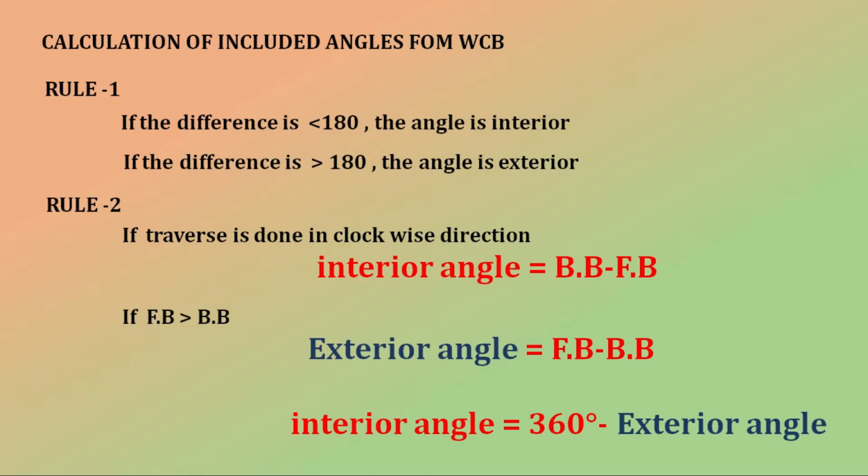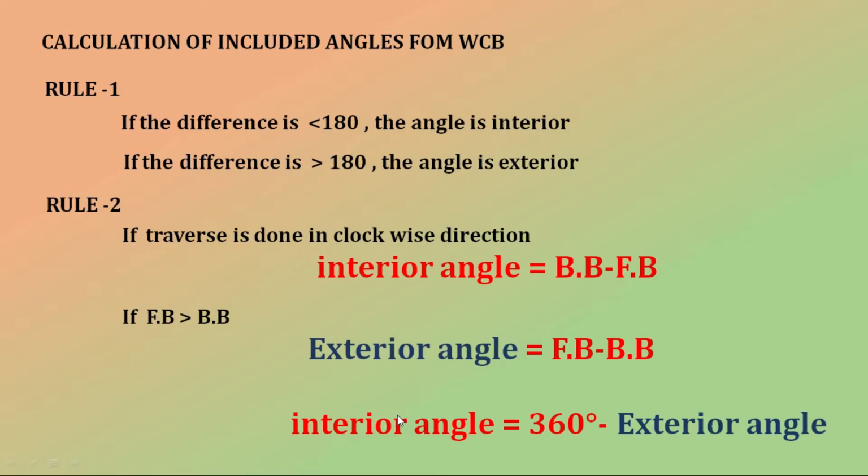angle. So these are the things you need to remember in your mind whenever you are solving a problem using WCB system. Again I am repeating that interior angle is equal to backbearing minus forebearing. But in this case, the reading of the backbearing should and must be greater than the reading of forebearing. But sometimes we will go through the situation where forebearing is more and backbearing value is less. So in that case, if you deduct backbearing from forebearing, first you will get exterior angle, and then we need to deduct that exterior angle from 360, and we will get interior angle.